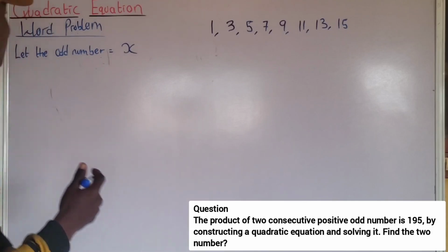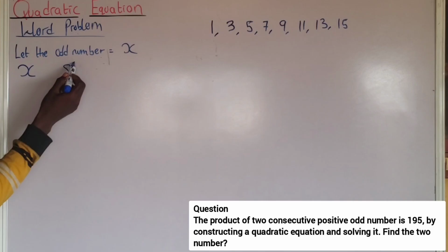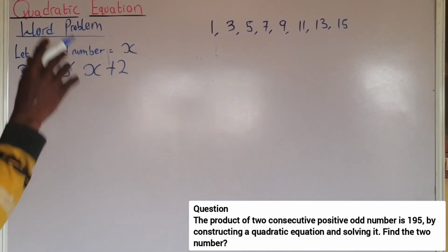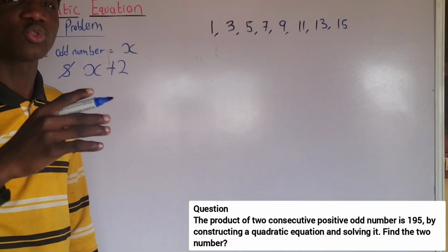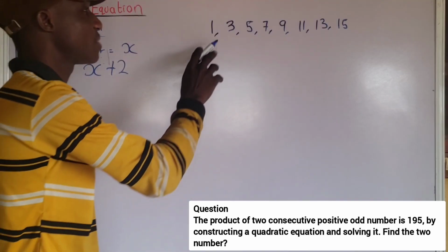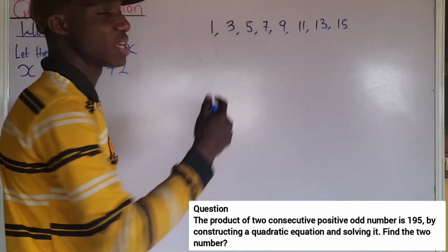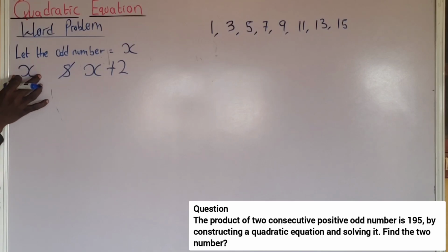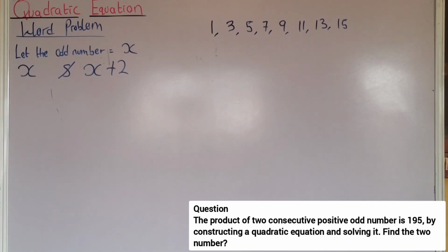So now, if the first odd number is x, the second odd number will be x plus 2, because I've already explained that odd numbers differ by 2. The difference between two consecutive odd numbers is 2. For example, 3 minus 1 is 2. 5 minus 3 is 2. 9 minus 7 is 2. So if this is the first odd number, the second odd number will be x plus 2. Okay, so now let's go back to the question.